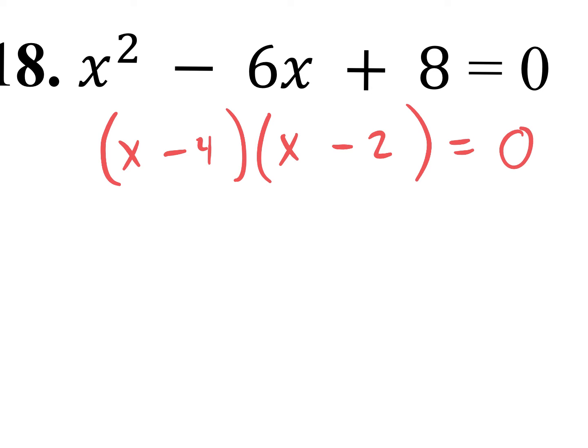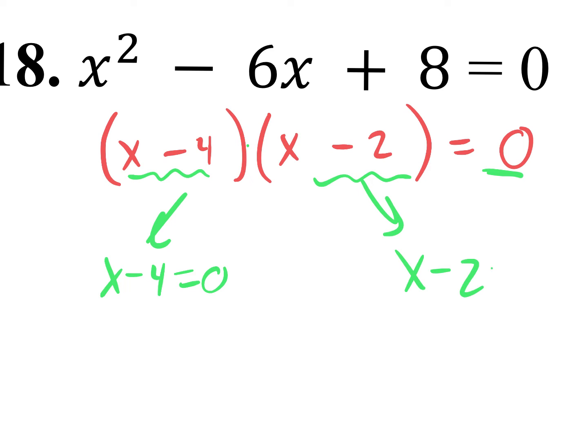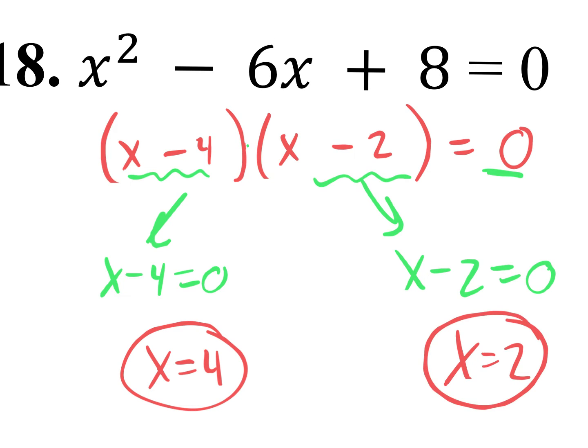But anyways, the whole purpose of factoring is to be able to have the zero product property, something times something else equals 0. So the first something, x minus 4, that could be 0. And the second something, x minus 2, that could also be 0. Giving you your two final answers, x equaling +4 and x equaling +2, right?